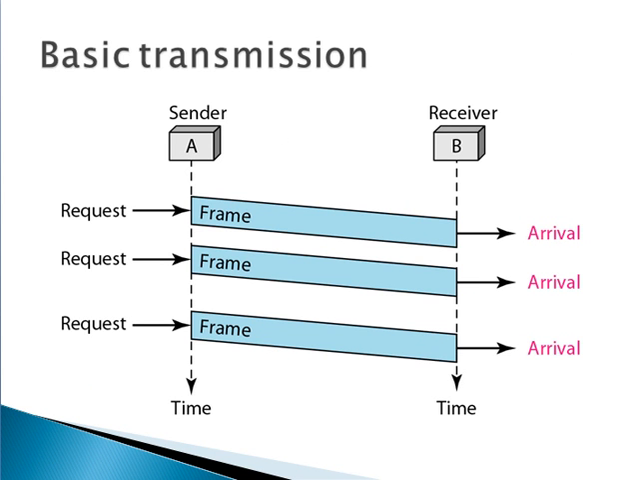So basic transmission: sender gets a request to send a frame to a receiver. Frames are sent by the sender to the receiver and frames arrive at the receiver. The vertical line shown here is time. A request has come to the sender, the sender sends a frame to the receiver, and the frame is received and arrives at the receiver.